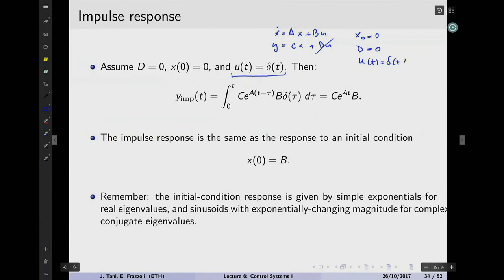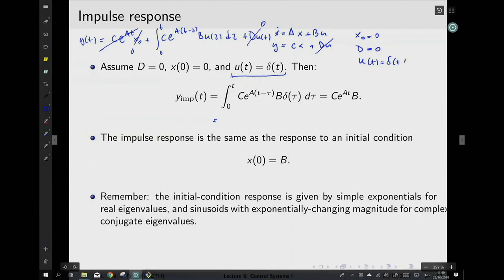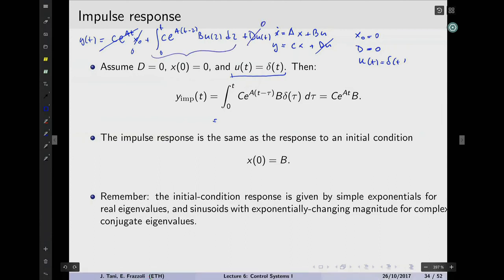Now, what's going on here? All we have to do, I don't know if you remember, the general expression of y of t was C e to the At x naught plus the integral of what? Of C e to the A(t minus tau) B u of tau d tau, right? So if we said x naught is equal to zero, this part goes away. And actually here we had a D u of t as well, right? We said D is equal to zero, so this part goes away, so we can focus only on the complicated part, which is this convolution integral.